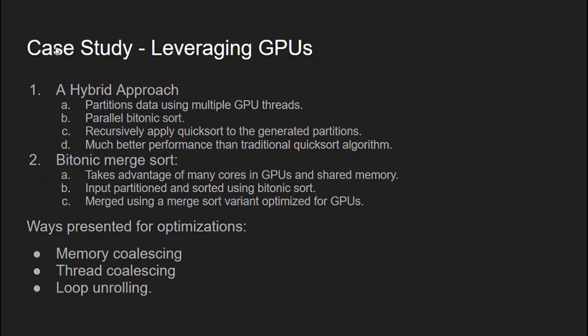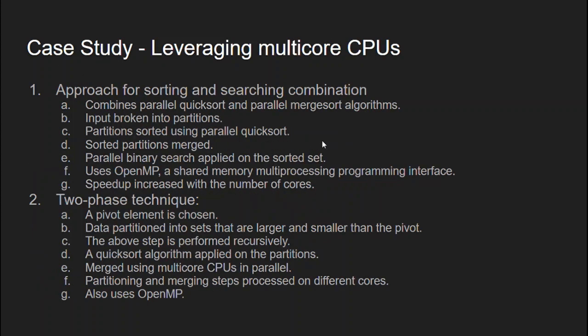For our next case study, we see how we can take advantage of multi-core central processing units for effective parallelism for sorting and searching. Once again, we see two techniques of interest to get a general idea of the approaches taken to leverage multi-core CPUs.